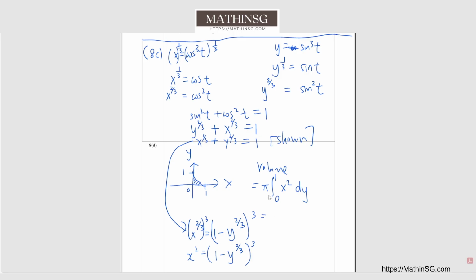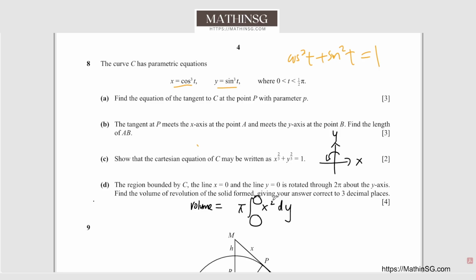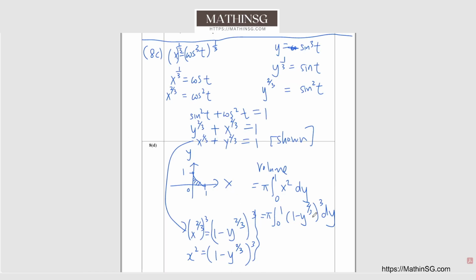Okay, so let's do it. So I have the integral from 0 to 1 of 1 minus y to the power of 2/3, cubed, dy. Next, this is a definite integral, right? So did the question say they need the exact value? No, they say correct to 3 dp. So don't do any integration. Type it into your GC. Once you type this into your GC, you'll get a value of 0.479, when rounded off to 3 decimal places, and that would be your answer for 8D.